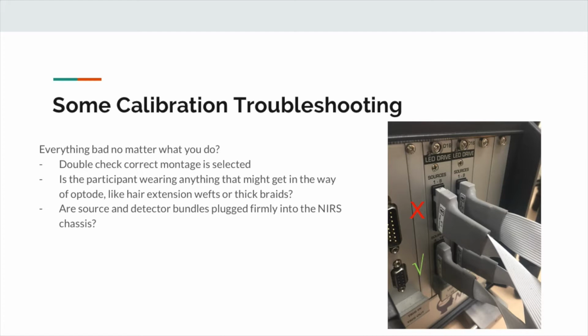And then just make sure that the source and detector bundles are plugged firmly into the NIRS chassis, like in that picture. The top one, the source bundle, is pulled out a little bit. The bottom one is the way it should look. The detector ones, I don't think will ever give you trouble because those are plugged in and then screwed down, kind of like an HDMI cable is. But the source ones are just plug-in, plug-out, so every once in a while those can get nudged a little bit. So if you have calibration issues, you can just double check that the sources are pushed in all the way.